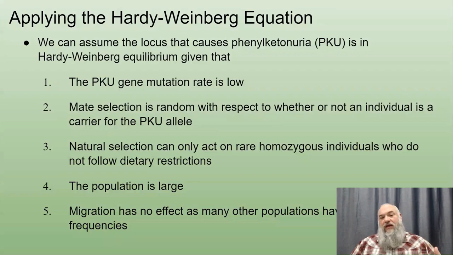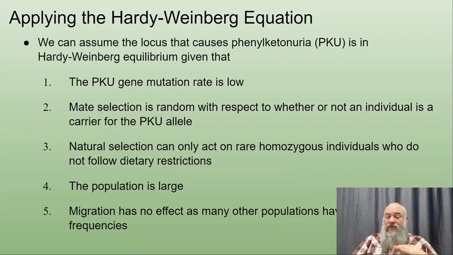So this PKU allele seems to be in Hardy Weinberg equilibrium because the PKU gene mutation rate is very low to non-existent. Mate selection is generally random with respect to whether or not an individual is a carrier for PKU, because you've got no clue somebody's a carrier. It doesn't affect them in their day-to-day life. Okay, and if they've got a good diet when they're younger, it doesn't really affect them, and you don't notice it.